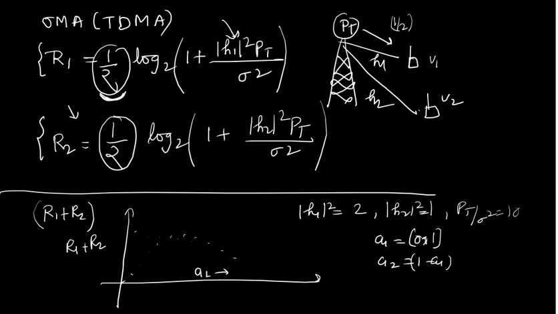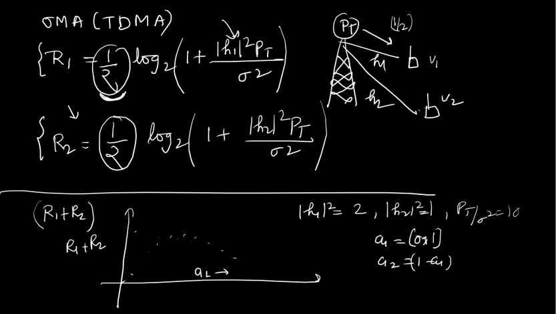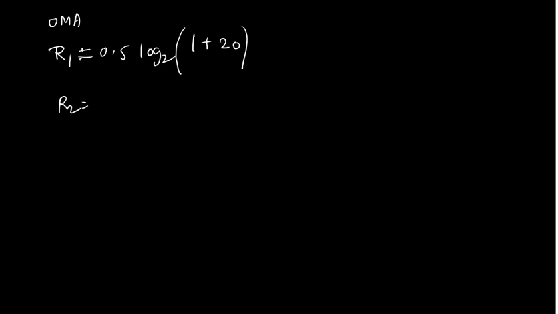So for the OMA case, with the given parameters, your R1 will be 0.5 log 2 1 plus 20, because PT by sigma square is 10 dB. 10 dB in a linear scale is 10, right? So R2 is 0.5 log 2 1 plus H2 square times 10, H2 square is 1, so it is 0.5 log 2 11.